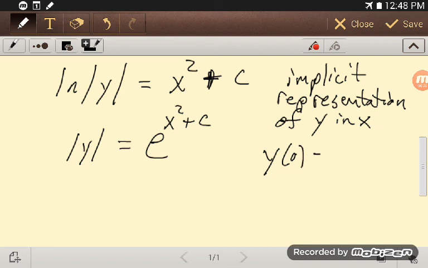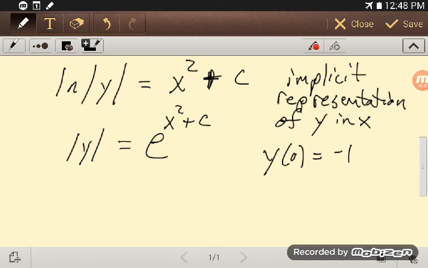So if we had an initial condition that said, say, y of 0 was -1, well, notice that when we take the absolute value, we would drop that negative, and over here we've got e to the x squared plus c. Well, e to anything is always a positive number, and so that's where you have to be very, very careful about these absolute values.